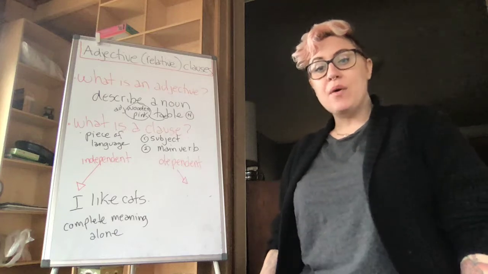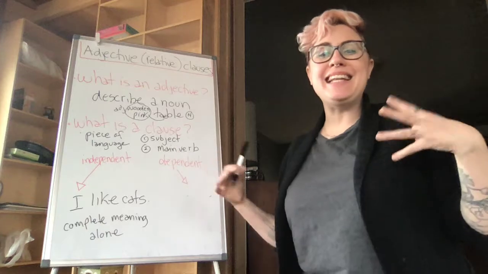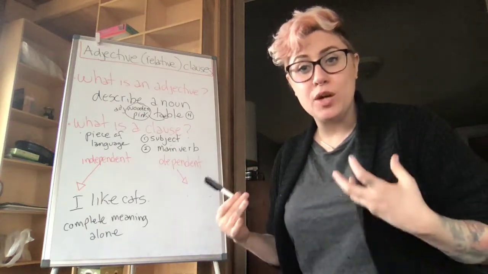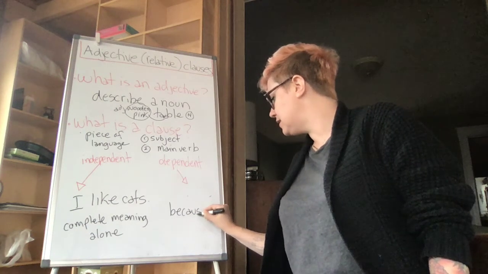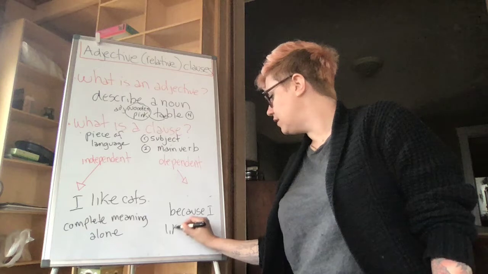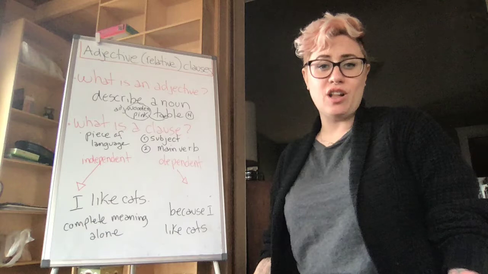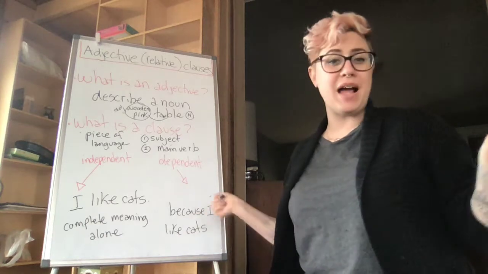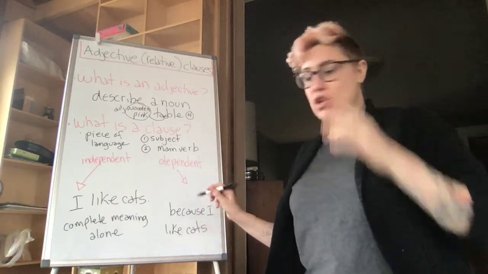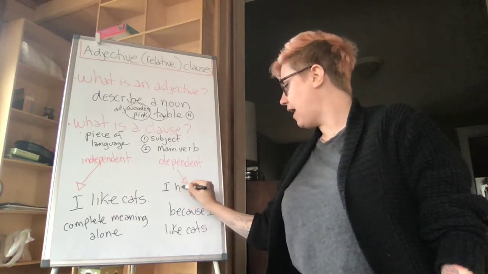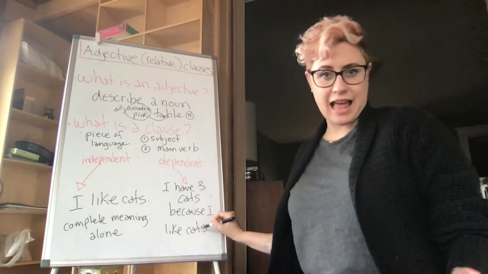Okay. Now, a dependent clause has a subject and a main verb, but it needs other pieces of language to have meaning. So if I write here, "because I like cats," this is a dependent clause. It cannot live by itself. It needs more information to be a complete sentence. So I can say, "I have 3 cats because I like cats."